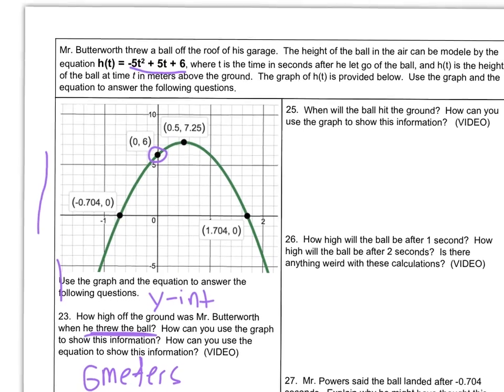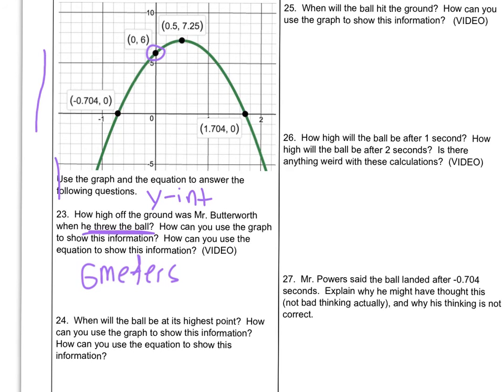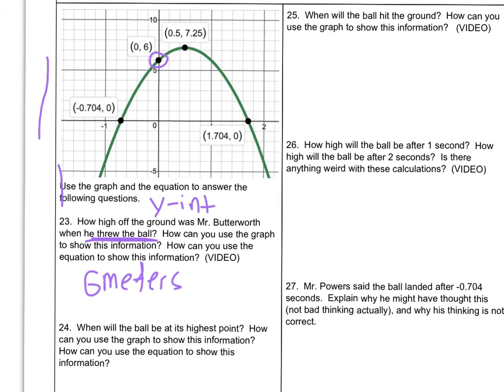The equation that we're given in this problem is negative 5t squared plus 5t plus 6. We know that a y-intercept happens when x, or I guess in this case t, is 0. So if I do t equals 0 in here, we get 0 plus 0 plus 6, which gives us the same thing. Y-intercepts can be found both graphically and algebraically pretty quickly.